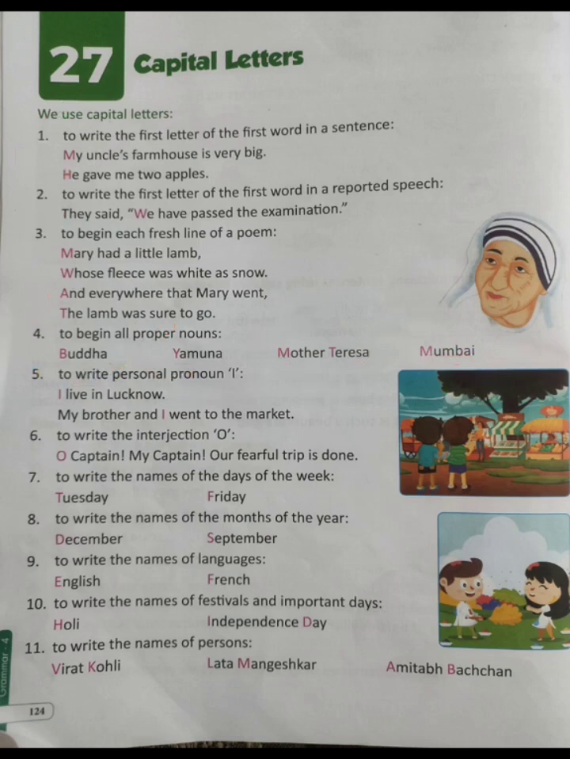Then next, rule number 5. To write the personal pronoun I. When you write a sentence, always make the personal pronoun I capital. It should be capital always. As you can see, the first example is I live in Lucknow. The second example is my brother and I went to the market. So in these two sentences you can see the personal pronoun I is capital.